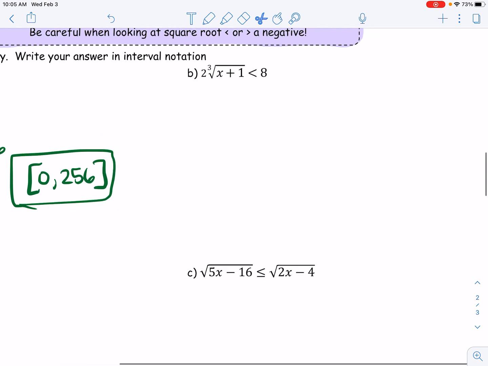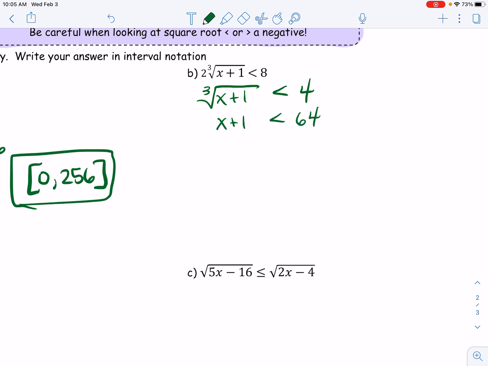Okay, let's try it again. In this one, I would divide by 2 first. So I have the cubic root of x plus 1 is less than 4. Now I'm going to cube both sides. And then I'm going to subtract that 1.